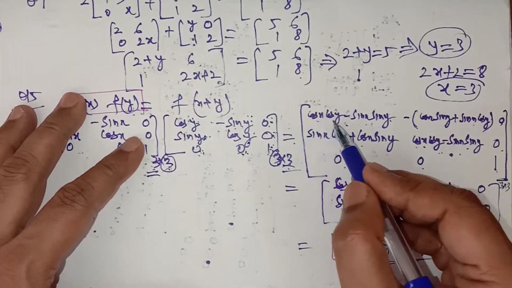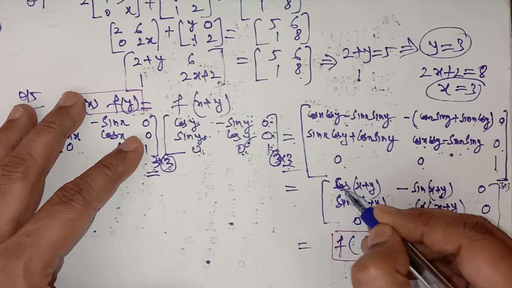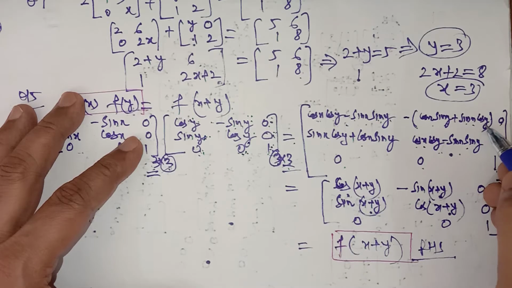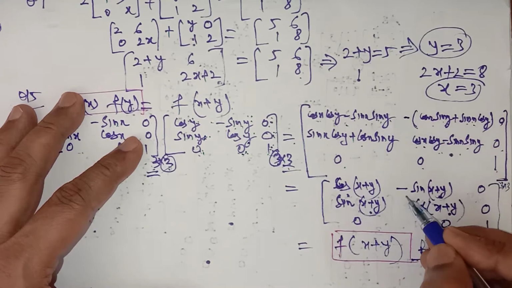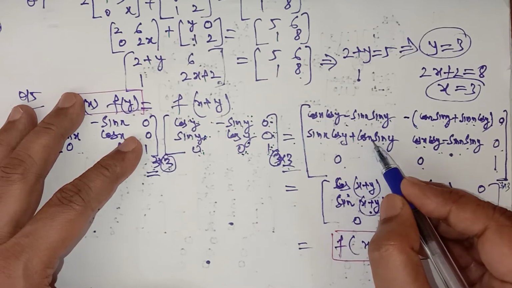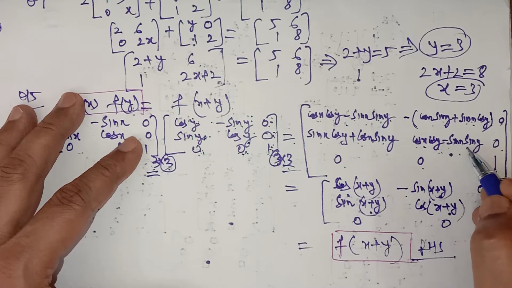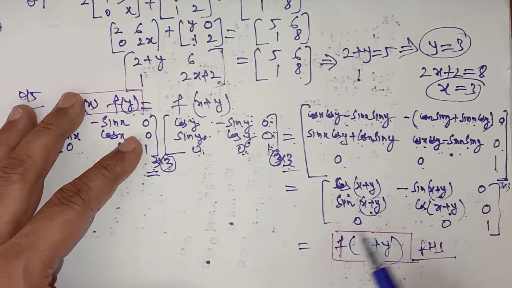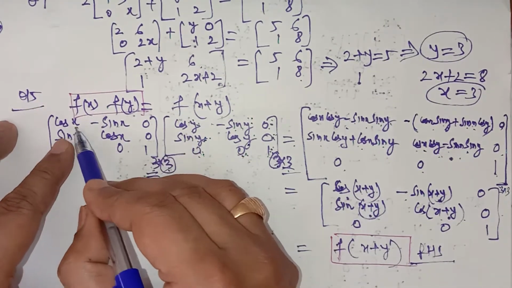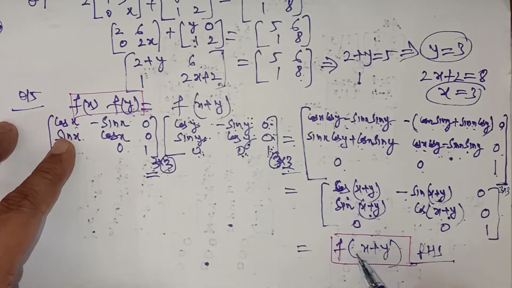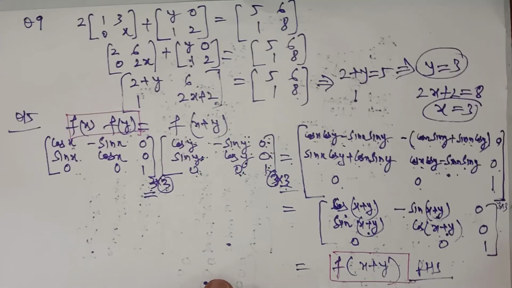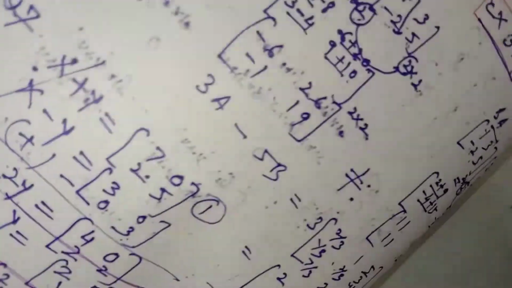This is the formula for cos of x plus y: cos x cos y minus sin x sin y. Cos x sin y plus sin x cos y is the formula for sin of x plus y, and the minus sign is here. Sin x cos y plus cos x sin y is also the formula for sin of x plus y. Cos x cos y minus sin x sin y is the formula for cos of x plus y. Then 0, 0, 0, 1. So in place of x, we are getting x plus y in f(x). You replace x by x plus y in all the elements, so it will be f(x plus y). So f(x) into f(y) is equal to f(x plus y) in this question number 15.